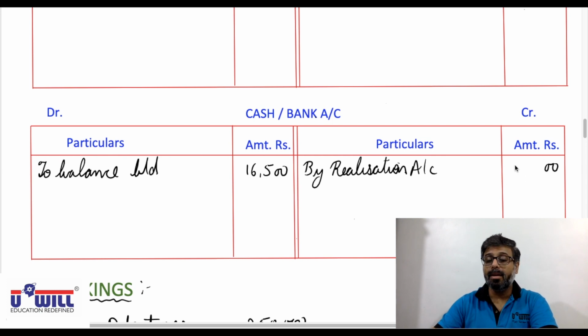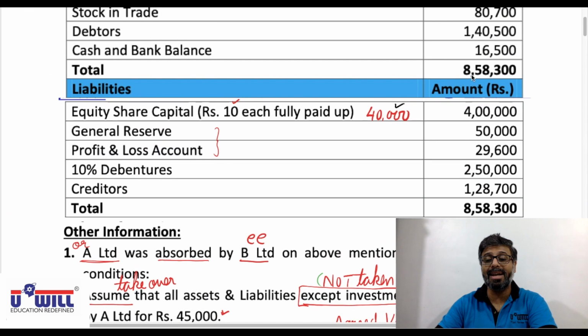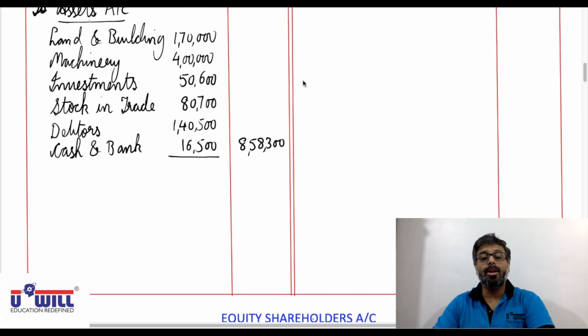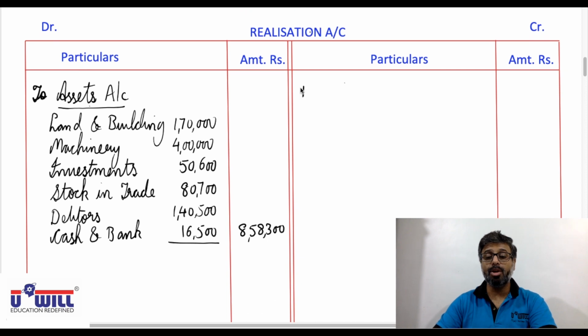Okay. Yes, further this total of assets is to be done, that we can directly take from the balance sheet. 8,58,300 would be the total of all the assets. Okay. Now second entry, closing of liabilities. Liabilities account debit to realization. To realization means realization on credit side by liabilities account.